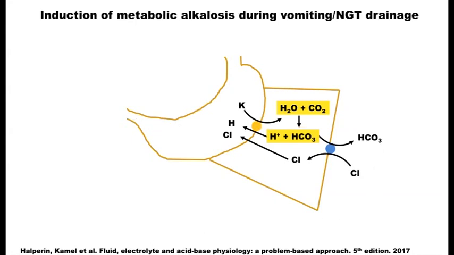Now, what happens when we vomit? Essentially, the hydrochloric acid exits the stomach from the top. There is no need for secretion of pancreatic juice, and the bicarbonate remains in the blood, hence causing the so-called metabolic alkalosis.